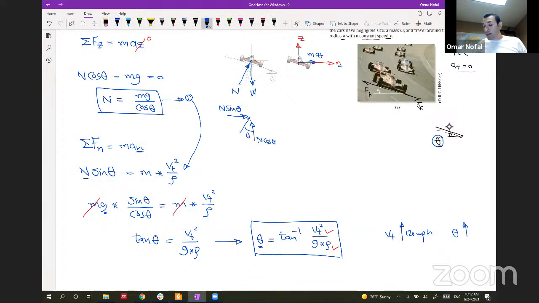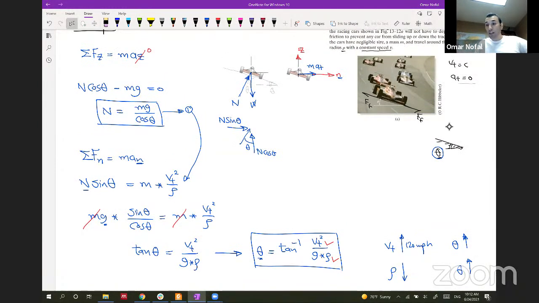And if we also have a very sharp radius, like the radius is very, very small, theta will be increased as well. So this doesn't actually depend on the acceleration in the tangential direction, because it is not in this function, and it's also equal to 0 specifically for this problem. Even if it's not equal to 0, it will not be included in this function.